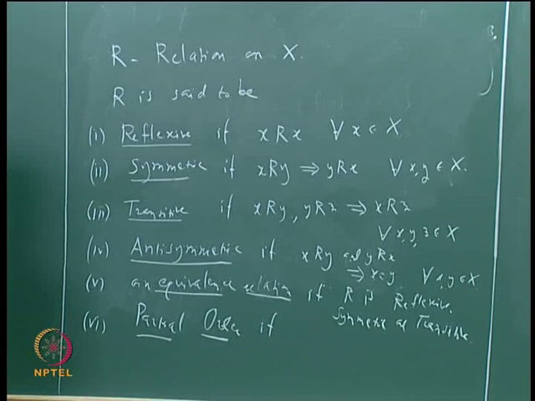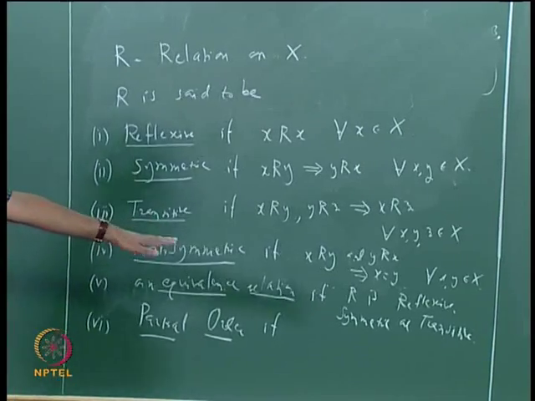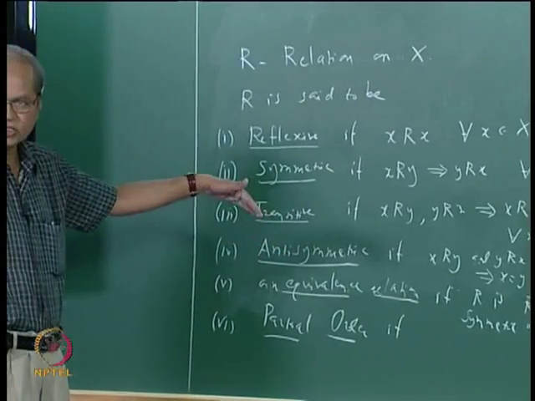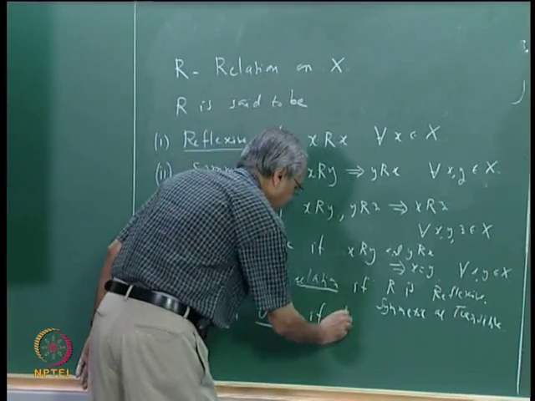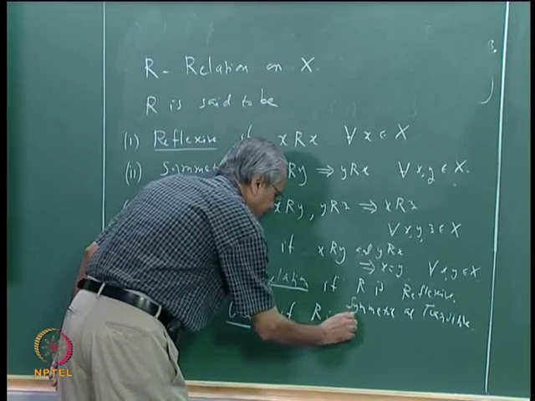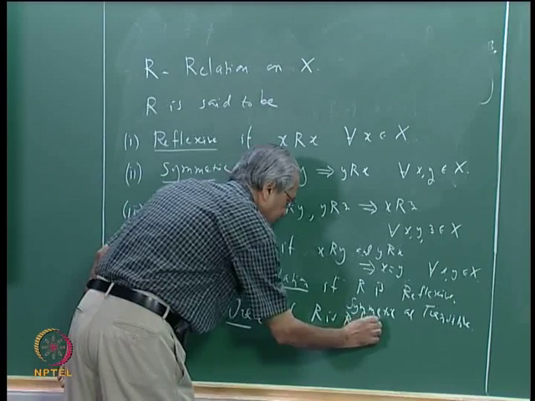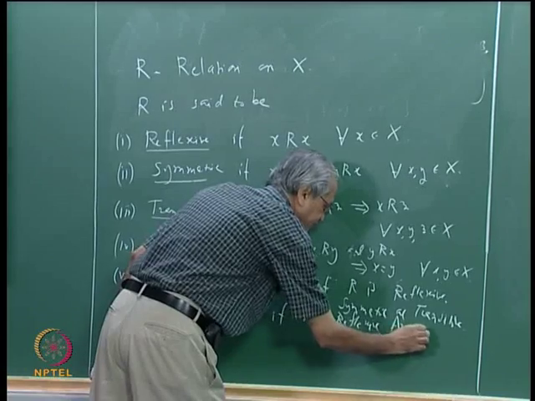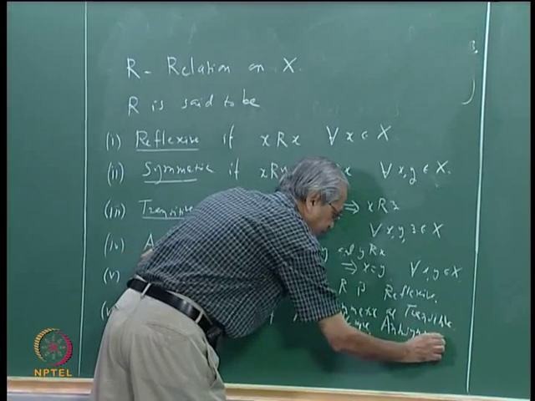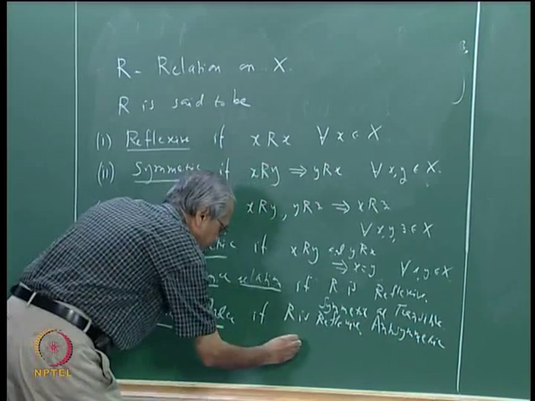What is a partial order? Instead of symmetric, that is replaced by antisymmetric. Reflexive, antisymmetric and transitive. R is a partial order if R is reflexive, antisymmetric and transitive.